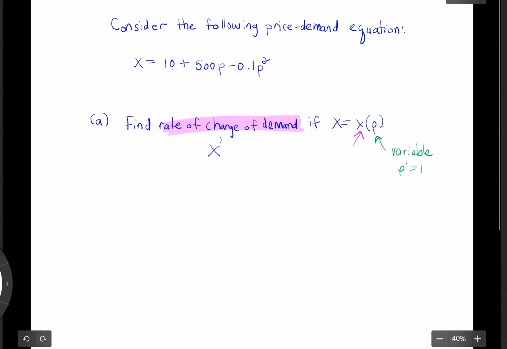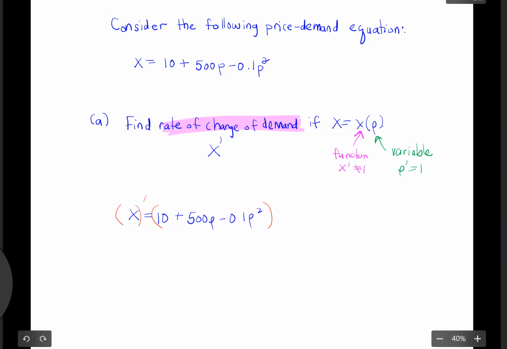And the letter X is a function. So if you take the derivative of X, it will not be 1. You'll just record it as X prime. So let's go ahead and do that. We're going to rewrite our equation: X equals 10 plus 500P minus 0.1P squared. I'm going to take the derivative of both sides of every single piece. When I see an X, I'm going to treat it like a function, and when I see a P, I'm going to treat it like a variable.